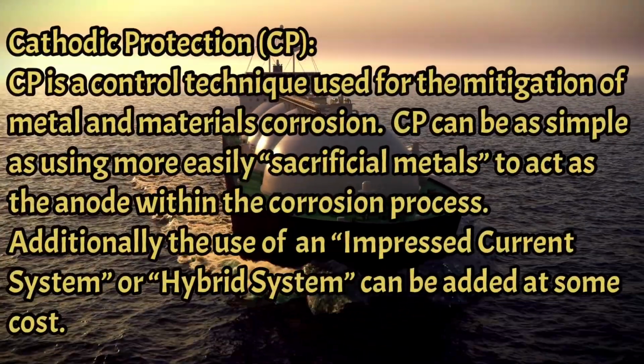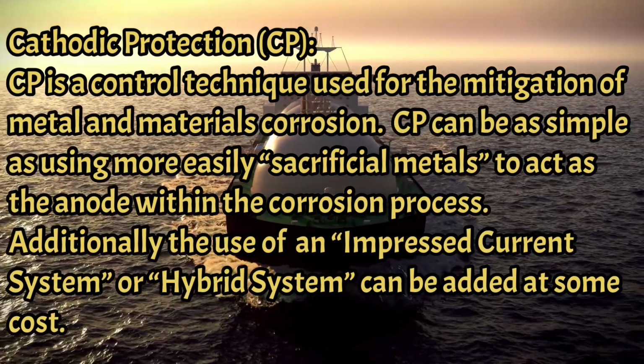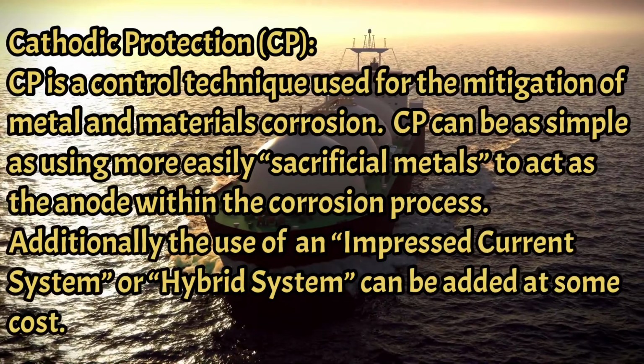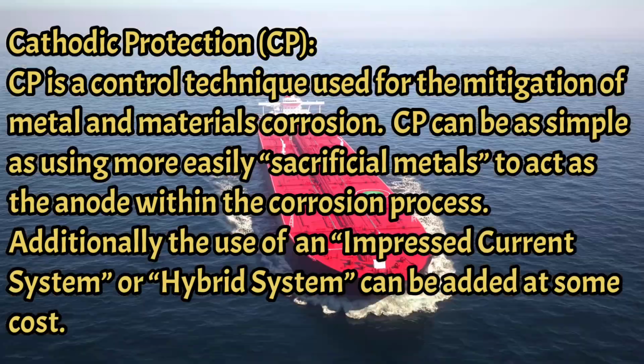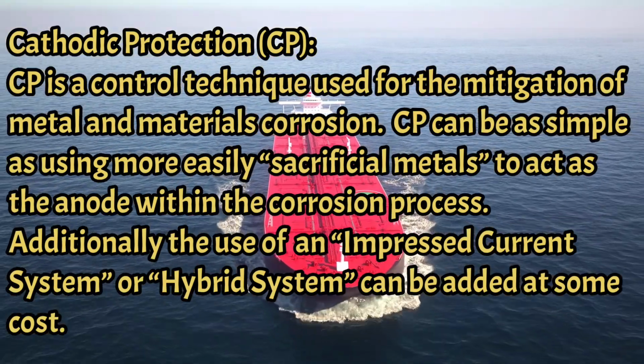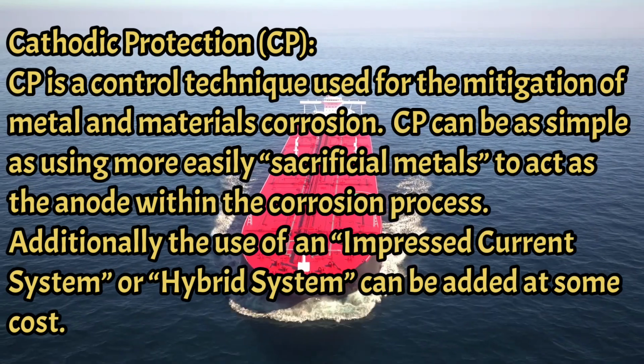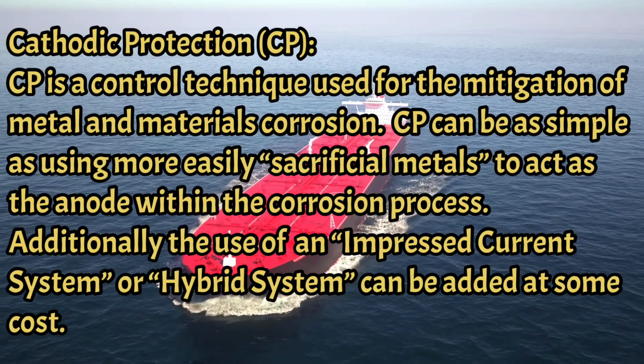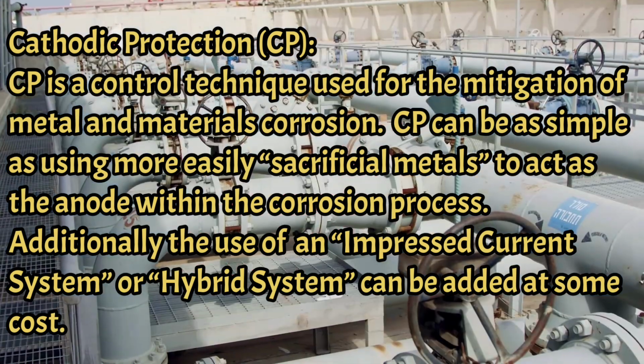Cathodic protection, or CP as it's known in the industry. CP is a control technique used for the mitigation of metal and materials corrosion. CP can be as simple as using more easily sacrificial metals to act as the anode within the corrosion process. Additionally, the use of an impressed current system or hybrid system can be added at some cost.